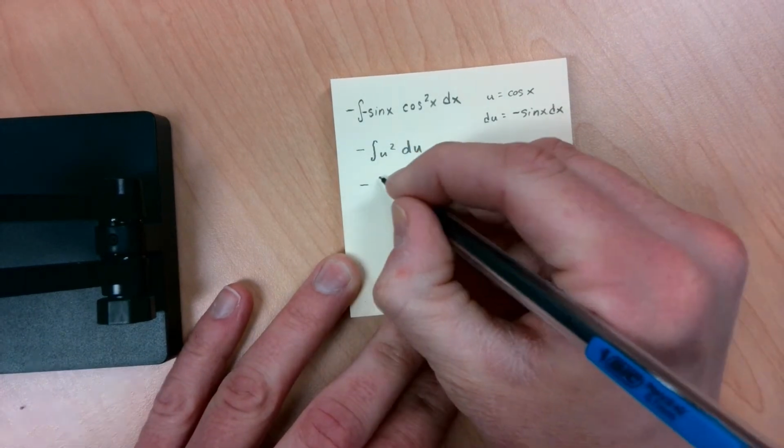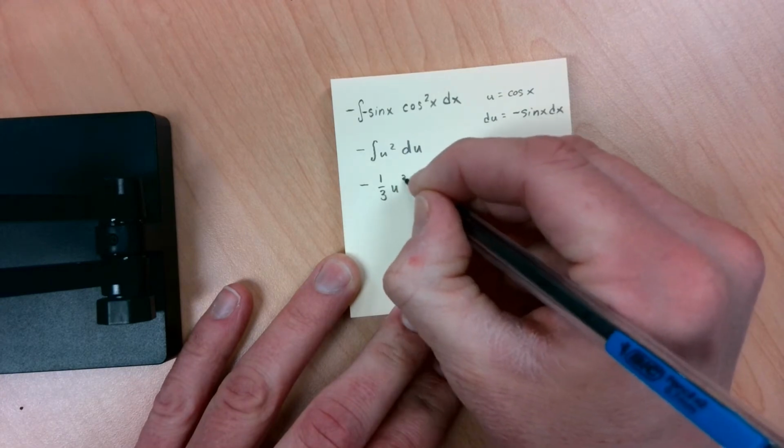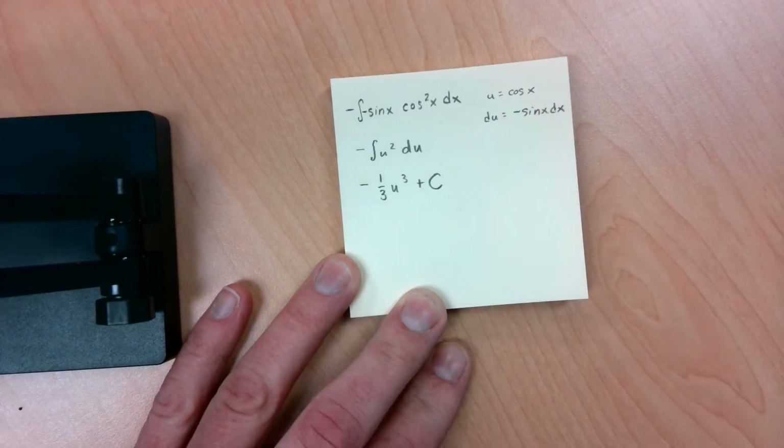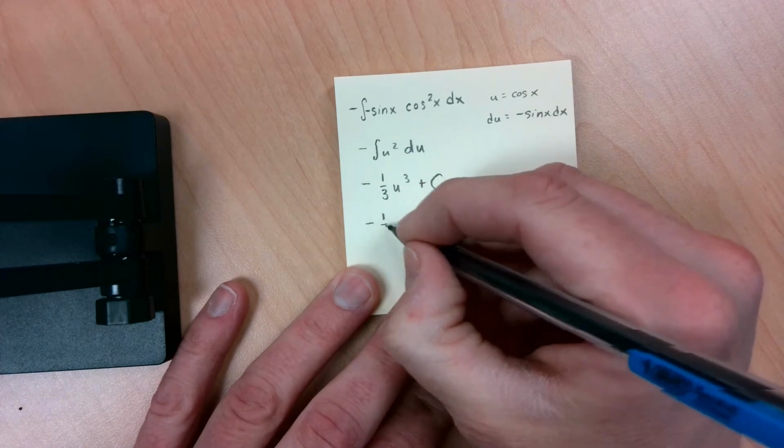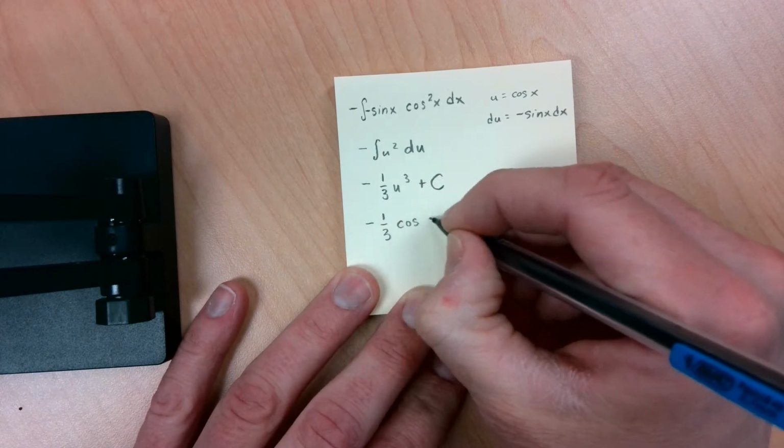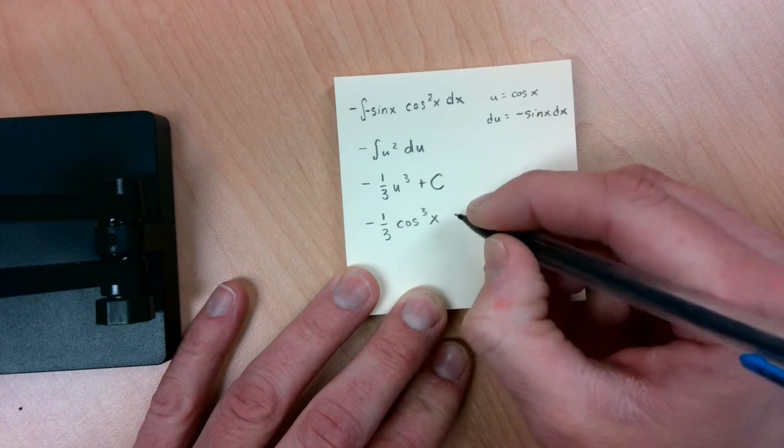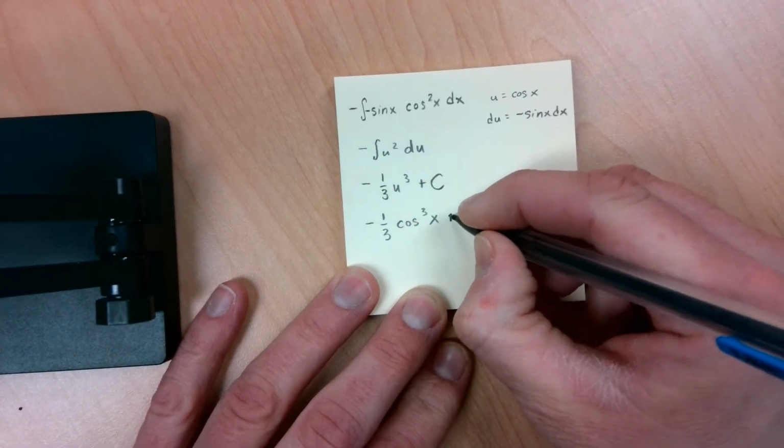Easy peasy, lemon squeezy. We're looking at a negative 1/3 u cubed. Don't forget your plus c because we have no bounds. And then we can substitute our u back in to get a final answer of negative 1/3 cosine cubed x plus c.